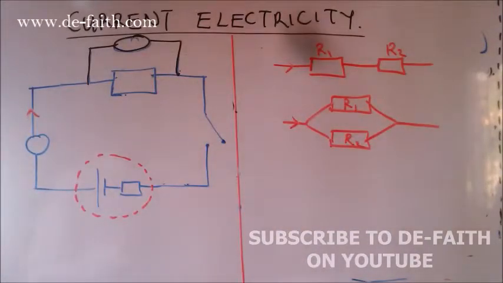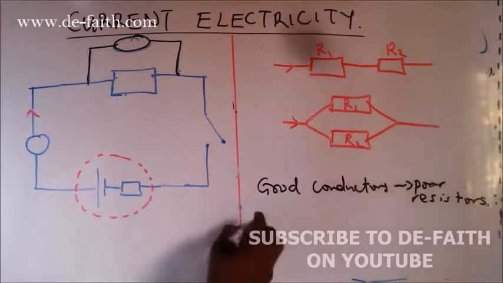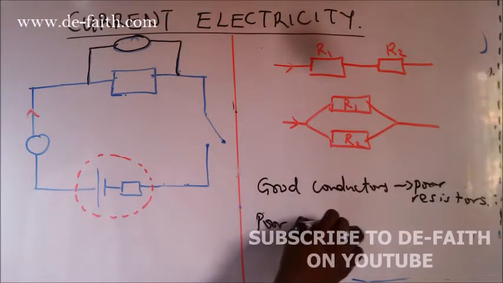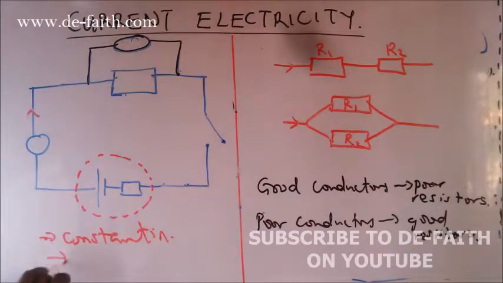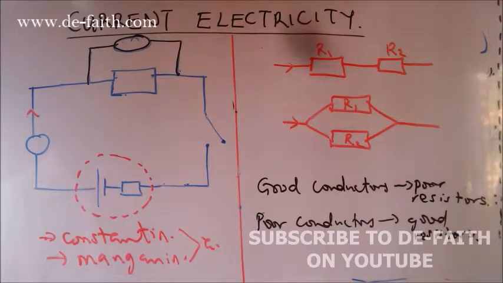Still on resistance. So resistance of a substance is its ability to resist the flow of electricity. Substances that are very good conductors are poor resistors, while poor conductors are good resistors. The best conductor that we know is silver, followed by copper. And if you are looking for highly resistant wires, we'll be talking about constantan, manganese. These are very good resistors. They can resist flow of current very well.